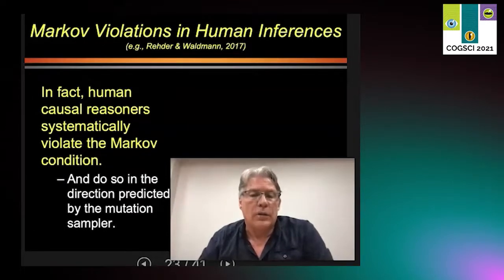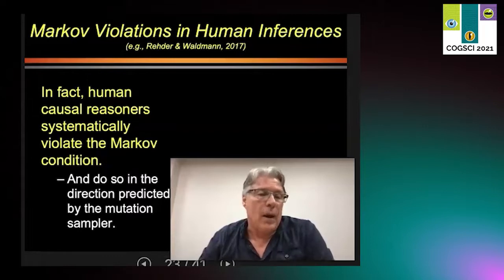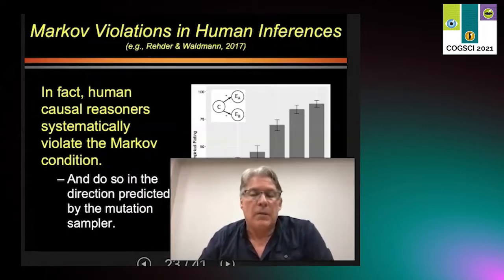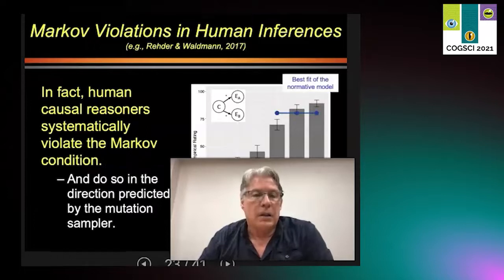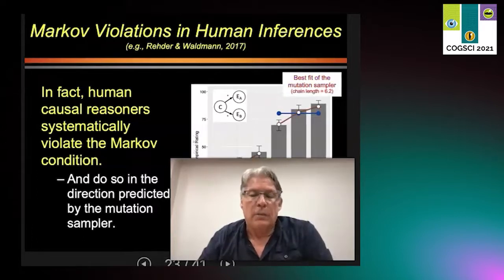In fact, human causal reasoners systematically violate the Markov condition in just this way. For example, here's some data from an experiment by myself and Michael Waldman from a few years ago. The gray bars are the ratings the subjects produced in response to the key conditional probability queries, and in fact, these subjects violated the Markov condition. This is made obvious by the best fit of the normative model to these data, shown here by the horizontal blue lines. In contrast, the mutation sampler is able to reproduce the pattern of Markov violations exhibited by the human subjects. That is, not only does the mutation sampler violate the Markov condition, so do human reasoners and in the predicted direction.